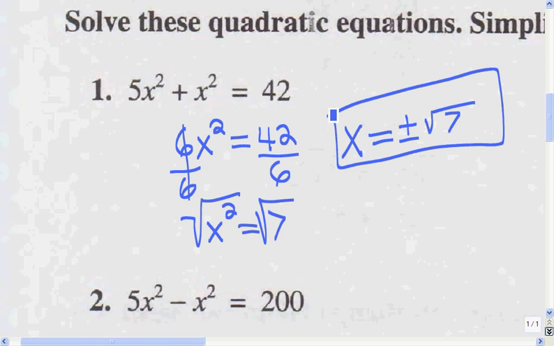I can find the square root of 7, but it's some funny number. It's going to be like 2 point something. Who knows what. If you plug it into your calculator, you can find it. But they don't want you to. They just want you to leave it like this. Under the radical, put your plus and minus signs, and that's what your answer is going to be.